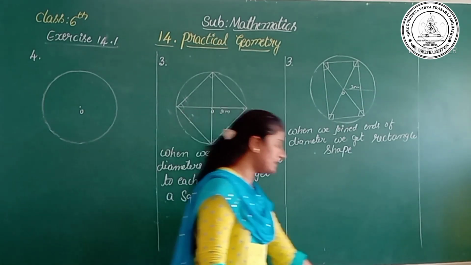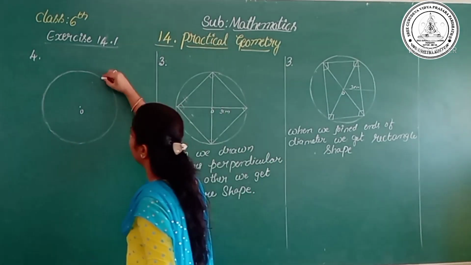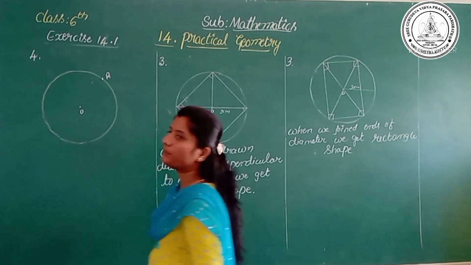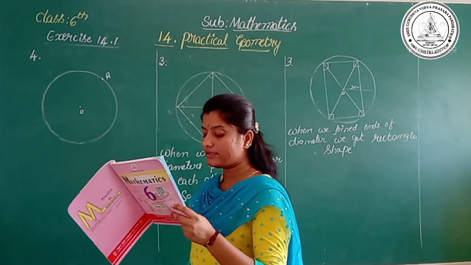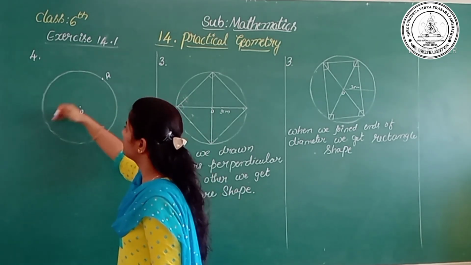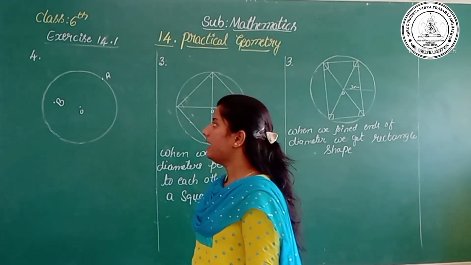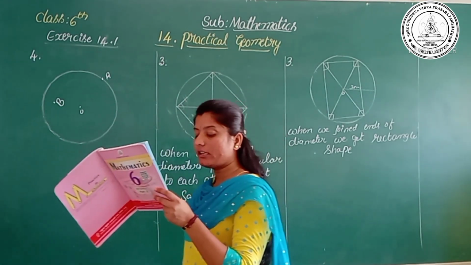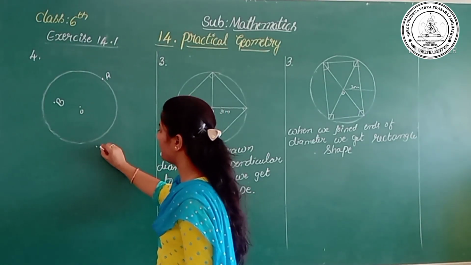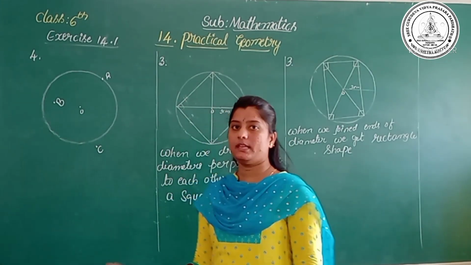Here they said to mark the points. A is on the circle, so on the circle means on the circumference. We have to mark a point A, and B is in the interior of the circle, so it is in the interior part of the circle. Wherever you can, mark the point B. And C is in the exterior of the circle, so wherever you may mark the point, write it as C. That's it. Is it clear?